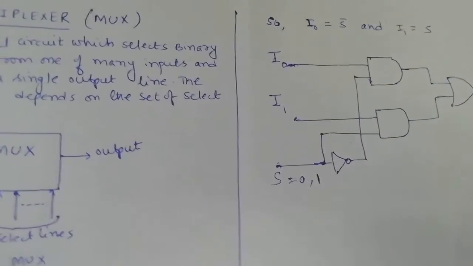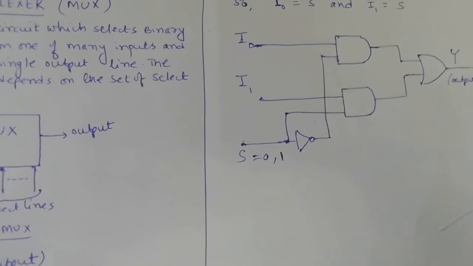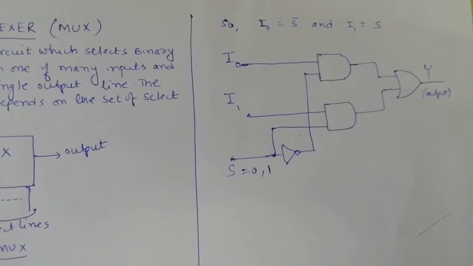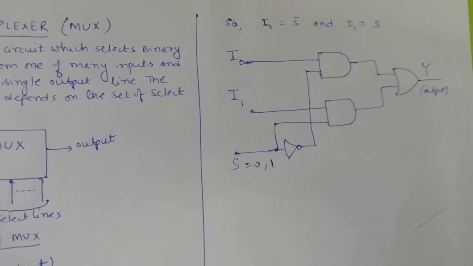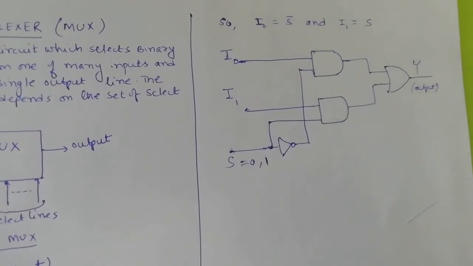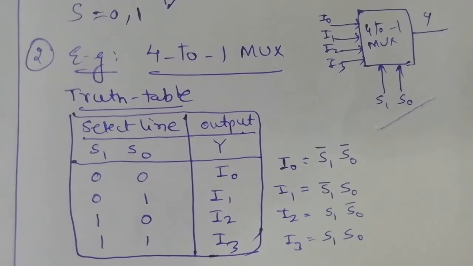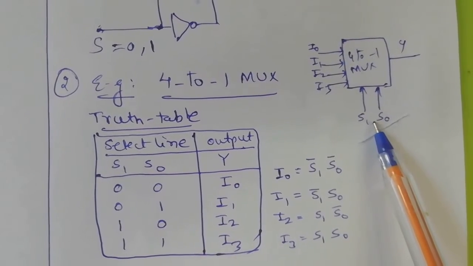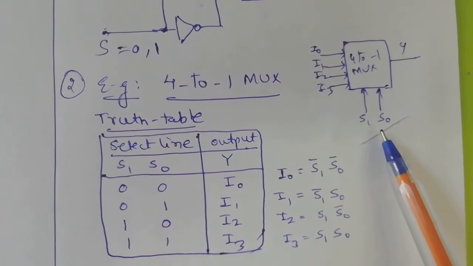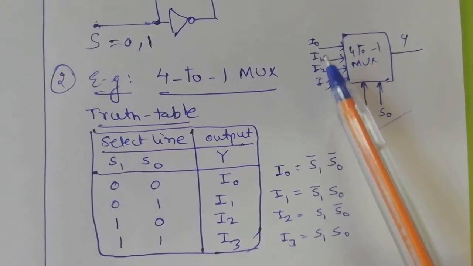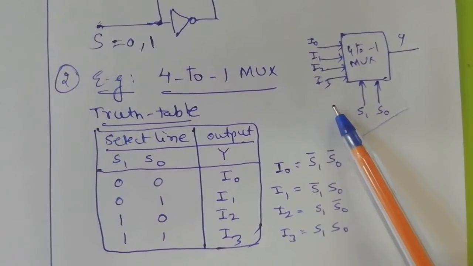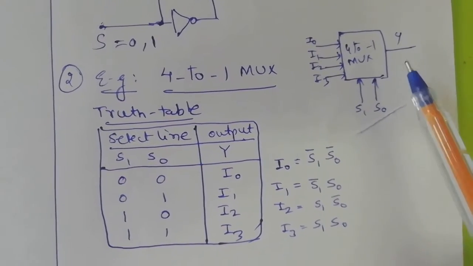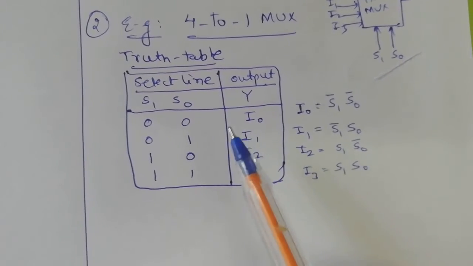So this is about the working of this 2 to 1 multiplexer. Now let us take another example of this multiplexer in which we are going to consider 4 to 1 multiplexer. So now you can see this is the logic symbol of 4 to 1 multiplexer, in which we have two select lines S1 and S0, and I0, I1, I2 and I3. These are the inputs, 4 inputs, and again there is output Y.